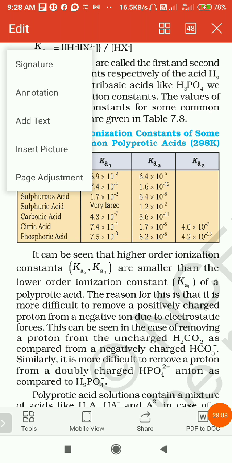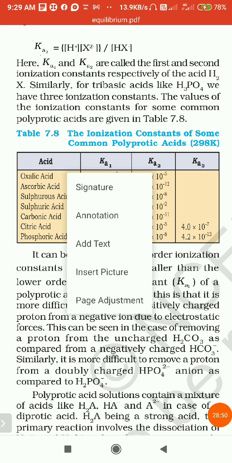Sulfurous is H2SO3. H2SO3 is called sulfurous acid. Sulfuric is H2SO4. H2SO4 is called sulfuric acid. That means sulfurous has one oxygen atom less. Sulfuric, the ic ending, is nothing but more, and the ous ending is nothing but less. Sulfurous acid H2SO3, sulfuric acid H2SO4.